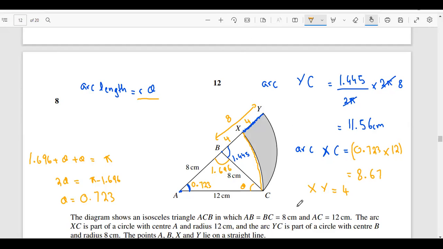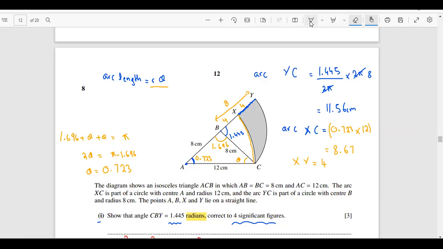Very good, Haris. So the arc length or the perimeter of the shape is going to be 8.19 plus 4, 24.23. Okay. So the perimeter would be the sum of YC, XY, and XC, 11.56 plus 8.67 plus 4, and that would give you 24.53 centimeters. Be careful while writing down the units and everything, okay? So this is how we solve such questions. All right, okay.